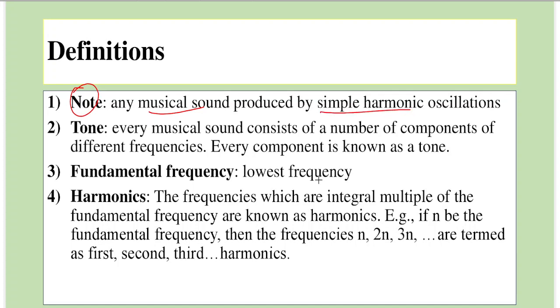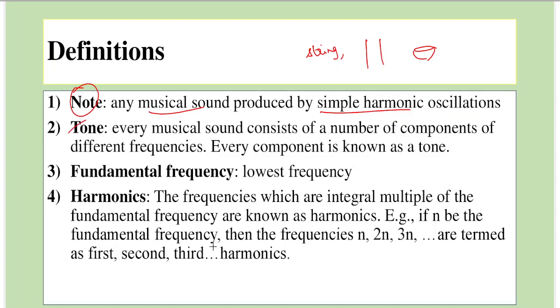There are many instances where simple harmonic motions will produce sound. For example, think of the sound produced in a string in a guitar, or the sound produced in a pipe like a flute, or think of jal tarang. In such cases, the particles would undergo simple harmonic oscillations. So any sound produced by those simple harmonic oscillations is called a note.